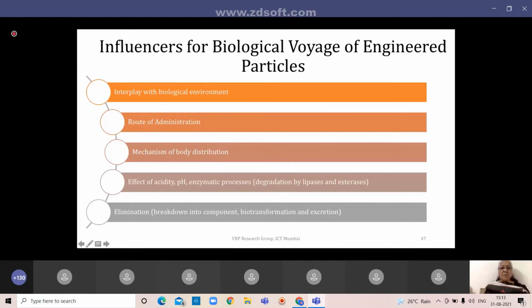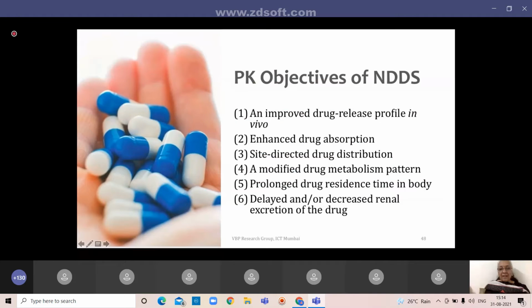So depending on route of administration, depending on how the co-former or co-crystals are getting distributed in the body, depending on the acidity, the pHs, the enzymatic processes, everything will get affected by these, as well as these can affect your co-crystals or crystal engineers or synthons, whatever you might want to call it. So all of these properties are going to get influenced. So any time you are making new drug delivery systems, your objectives are that you get improved drug release. Specifically, in vivo kinetics need to be improved.